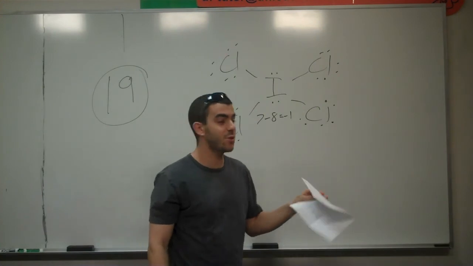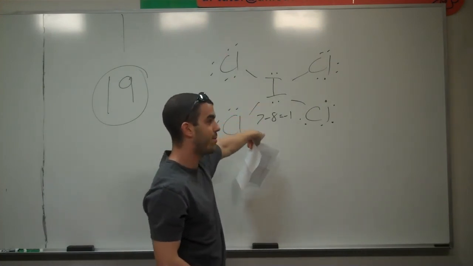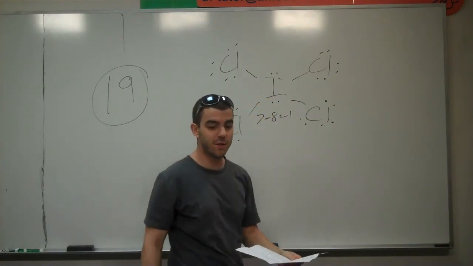So we didn't even have to actually draw out the structure to know the answer, but we can verify it by actually picturing it. It does have 2 lone pairs, and it has 4 bonds. So that's our answer, number 1.